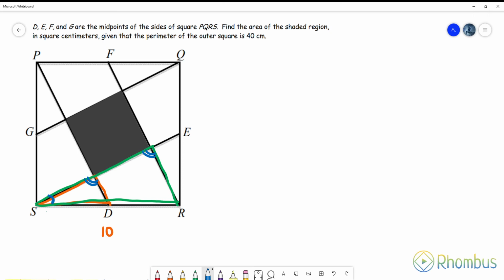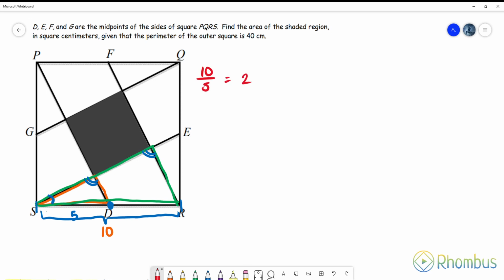Because we know that D is the midpoint of the side SR, we can say that the base of the orange triangle is 5 because it's the midpoint, and the side length of the base of the green triangle is 10, the side length of the square. Now we can find the scale factor of the two triangles from the orange one to the green one by doing 10 divided by 5, which is 2.